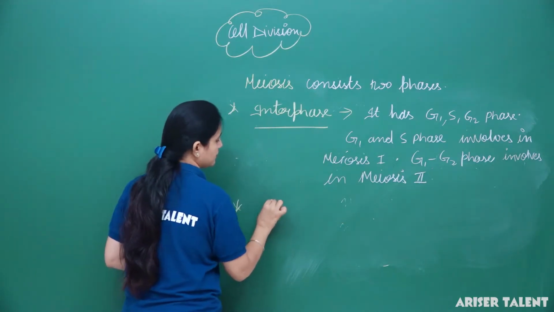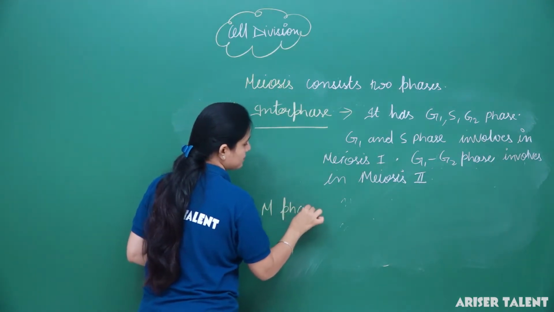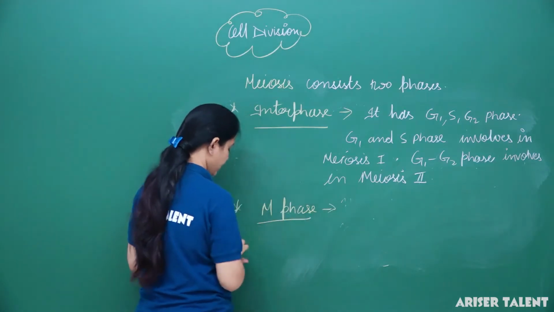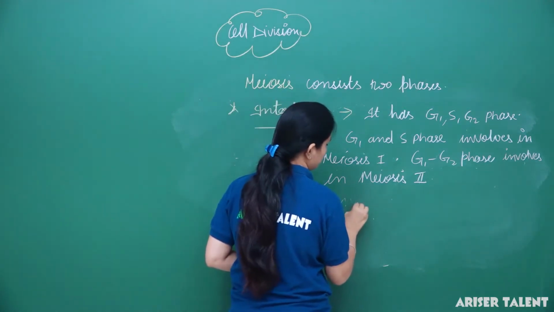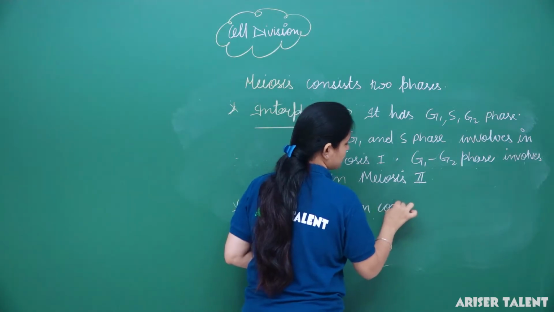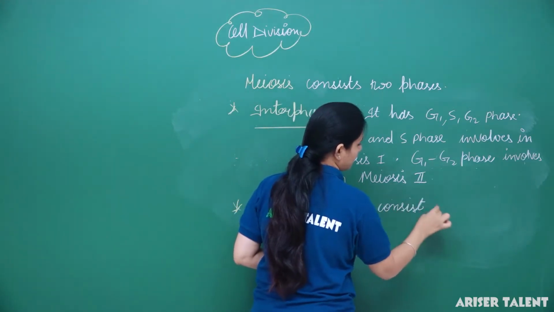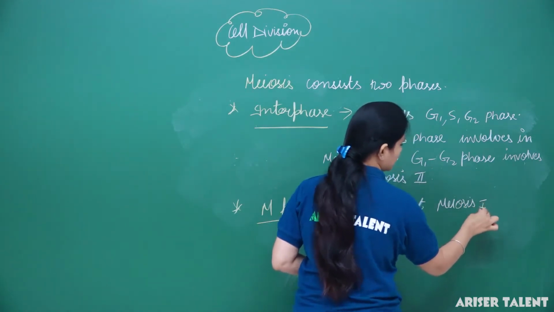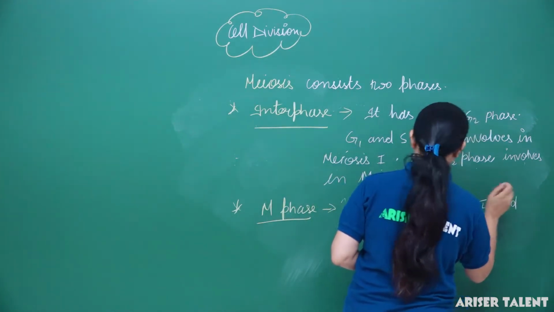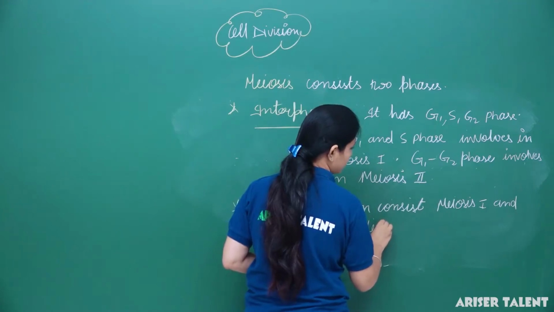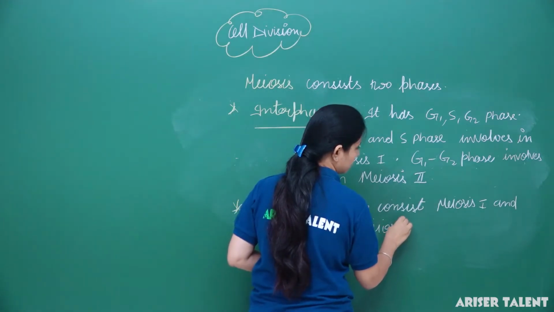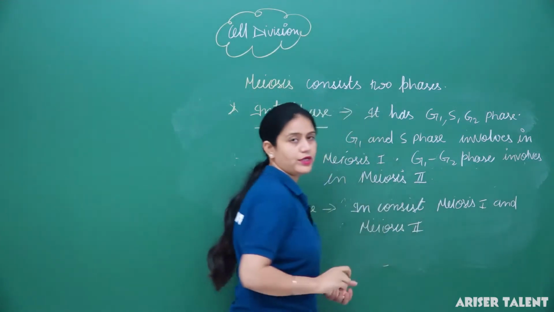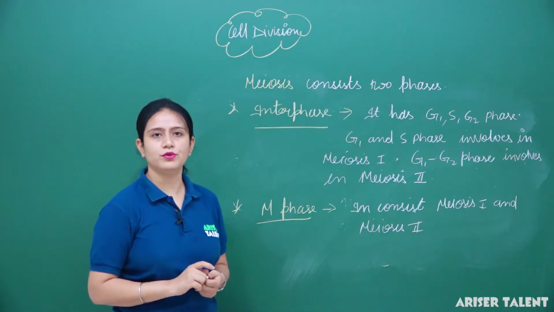M phase means the dividing phase. So it consists of meiosis I and meiosis II. Now first of all we will talk about meiosis I.